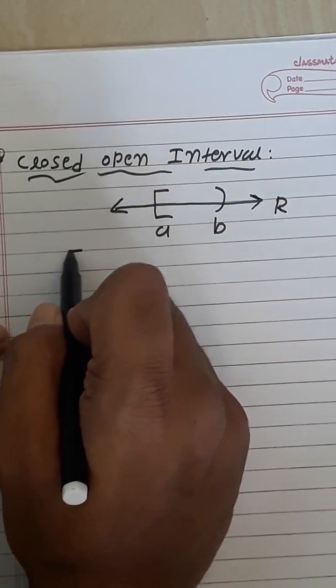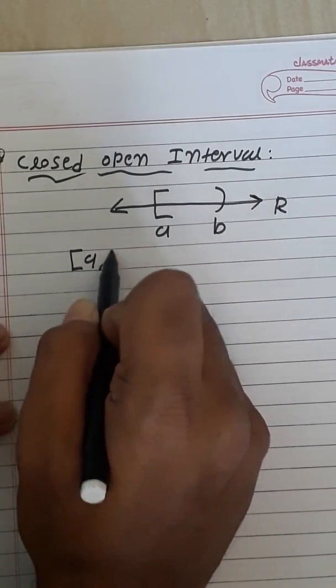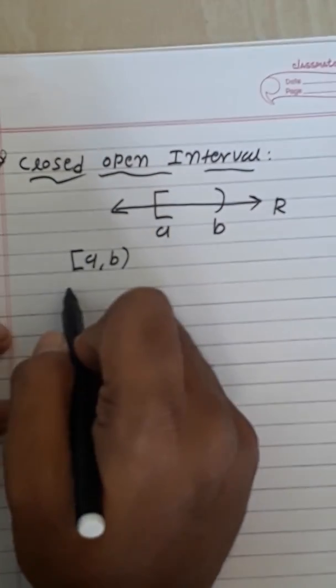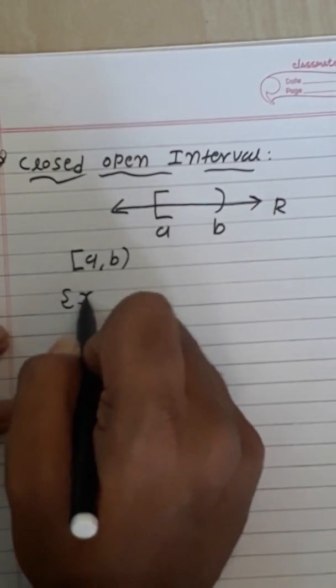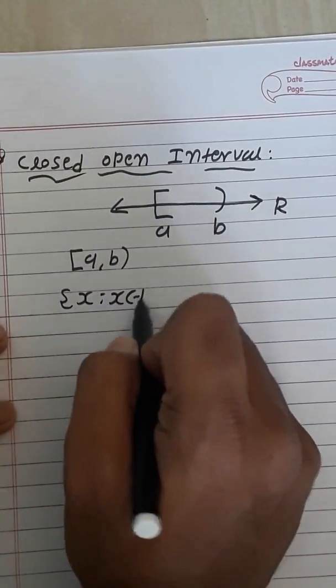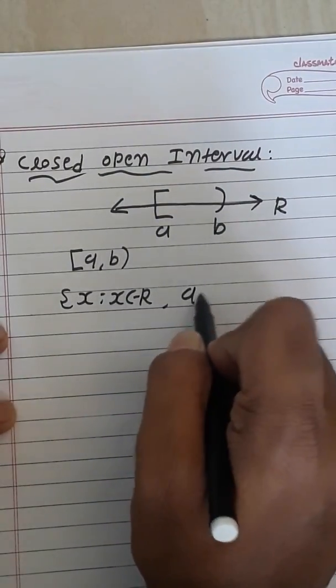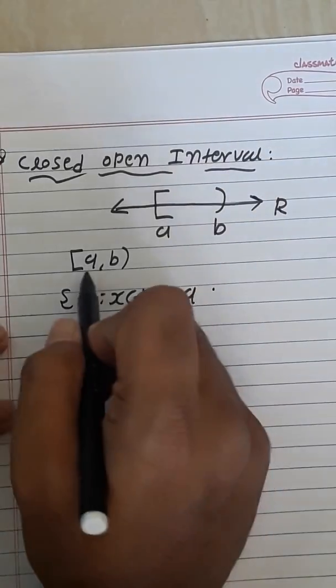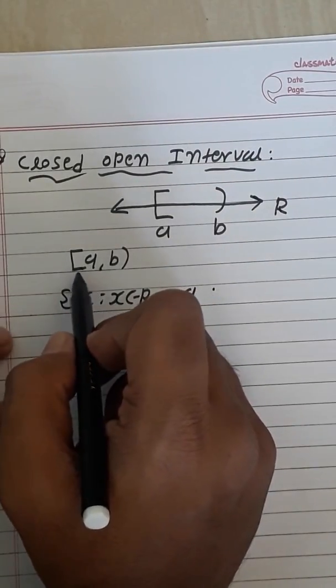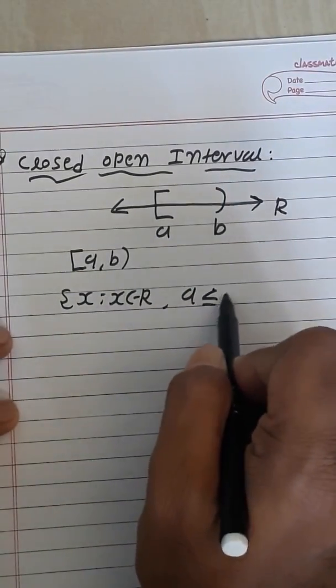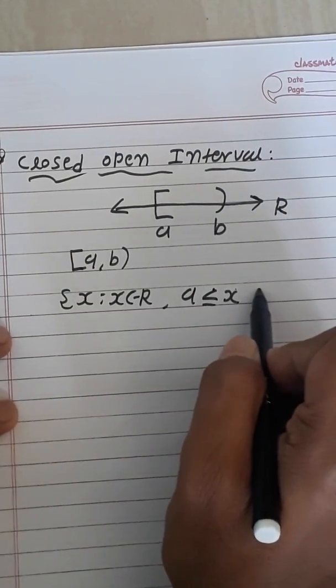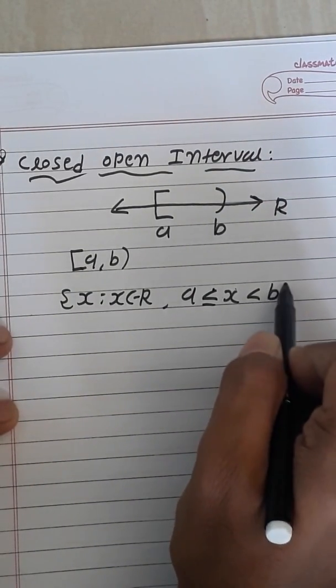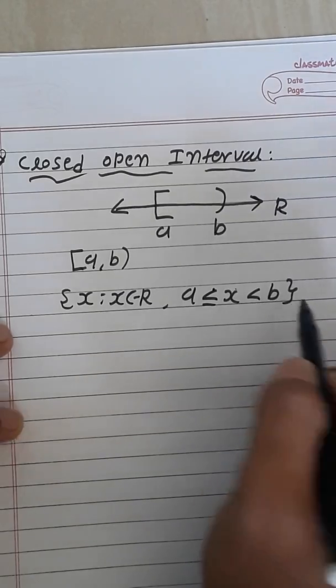Now we can write closed-open [A, B), and in set-builder form we can write {x : x belongs to R}. Here A is in closed form, so A is less than or equal to x, and B is in open form, so we write strictly less than B.